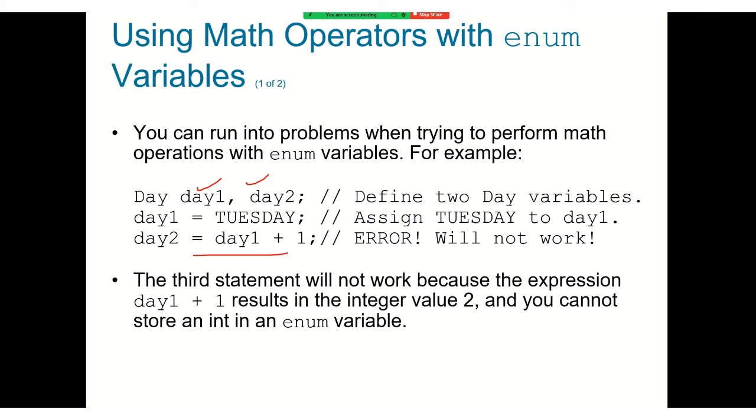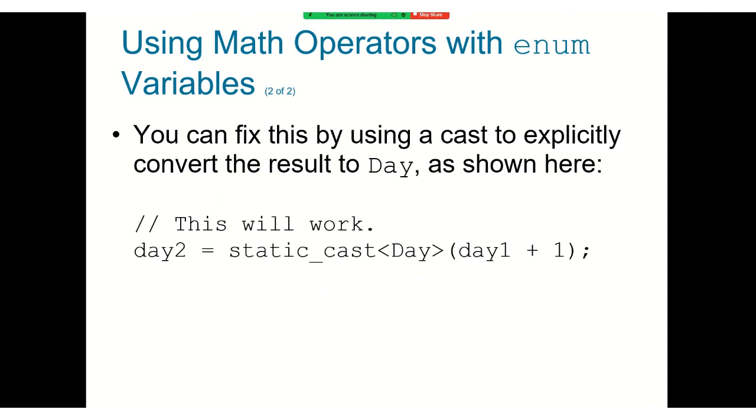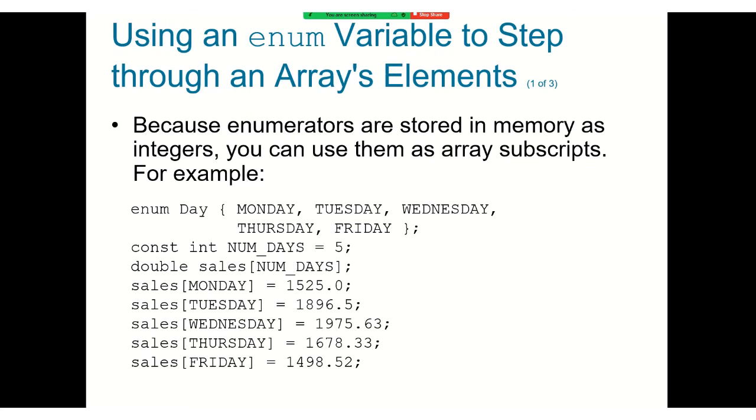Internally in the memory, they are used as an integer, but you cannot just store an integer in an enum variable. So you can use the math operator in this way. You have to do static casting. If you do so, then it will work.